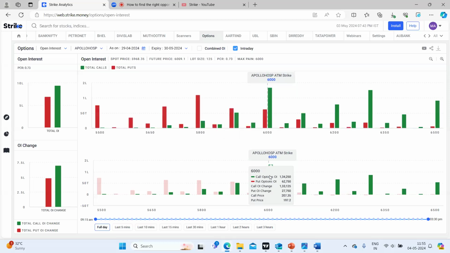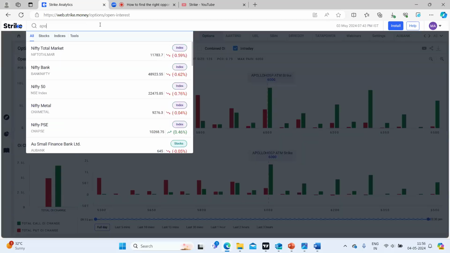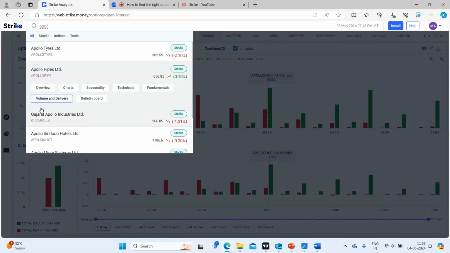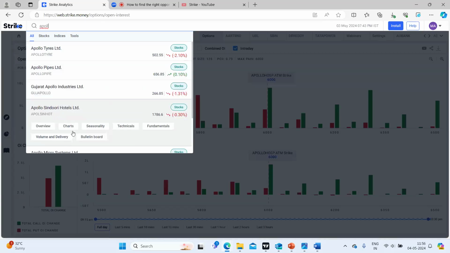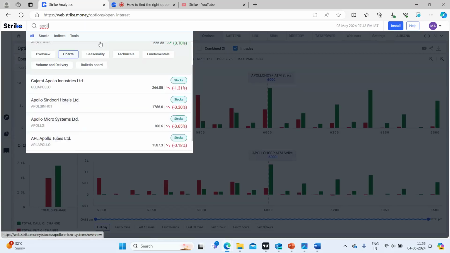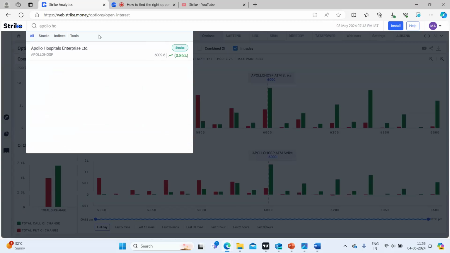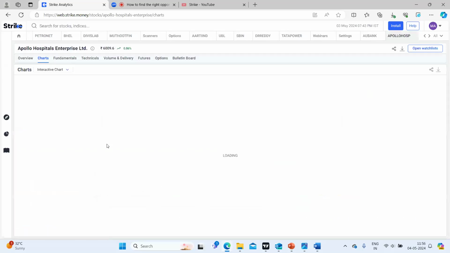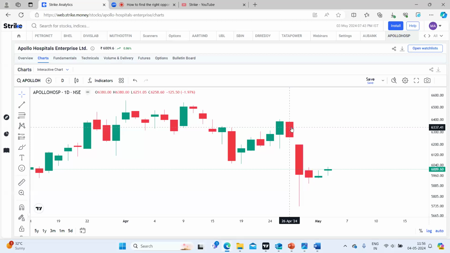So basically, out of 134,000 at the end of day, 133,000 got added on 29th April itself. That was because it moved 4% down. Right. So for me, this is a no trade.